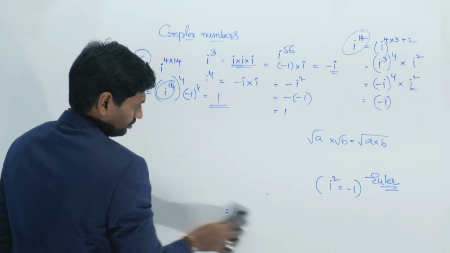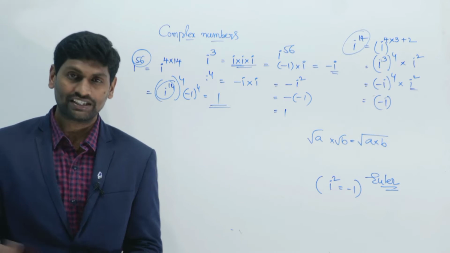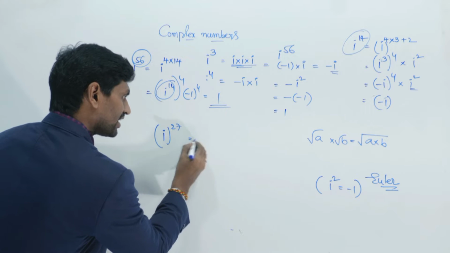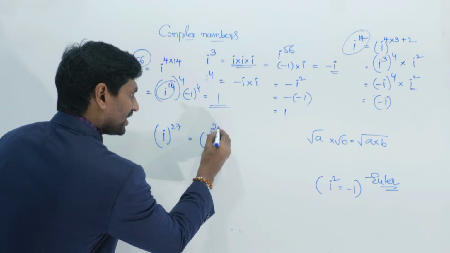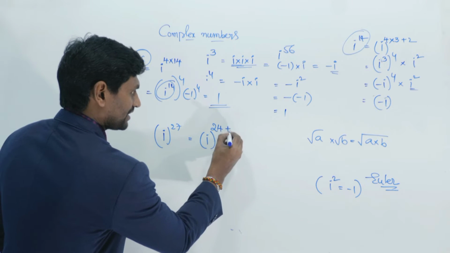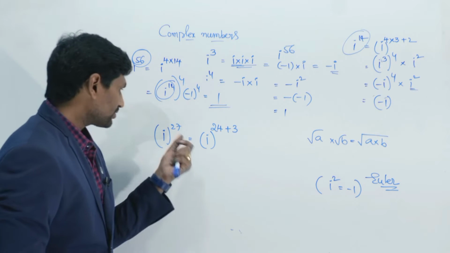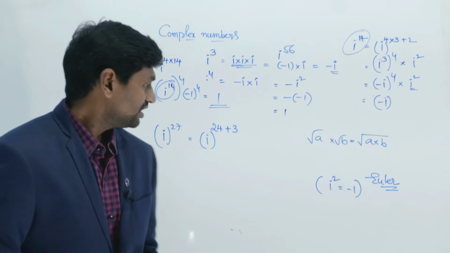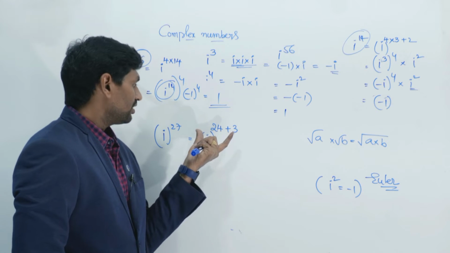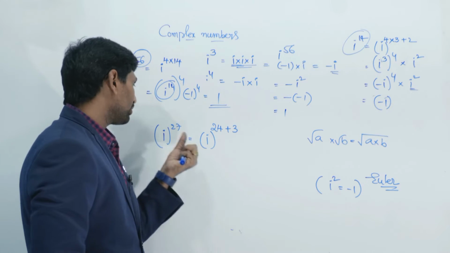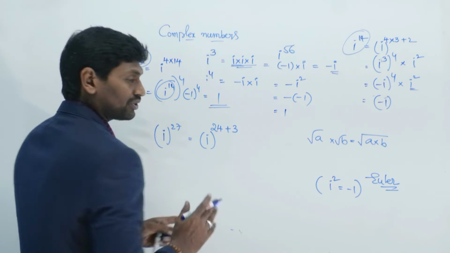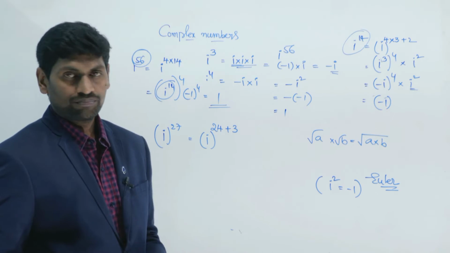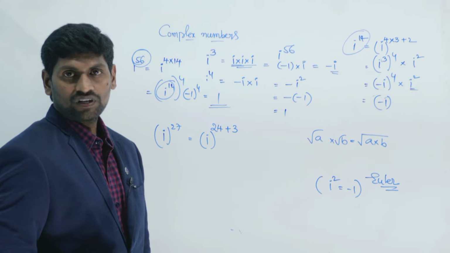Let us try to do the i^27 value. How can you write i^27? We can write i^(24+3). Can we write like this? Because 27 will not come in the 4 table. The i^4 value 1 we derived, right? So i^24, only the multiple nearer to 27. Sorry, 28 also will come, but 28 is more than 27. So the nearer value is 24. 24 plus 3. Okay?